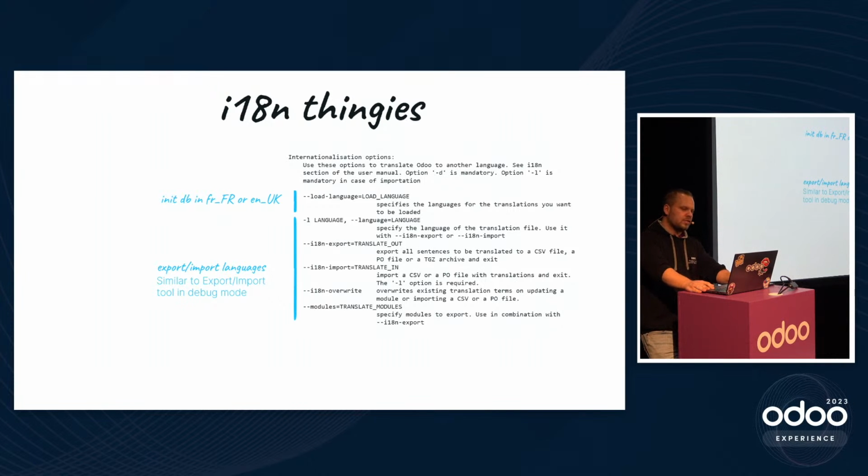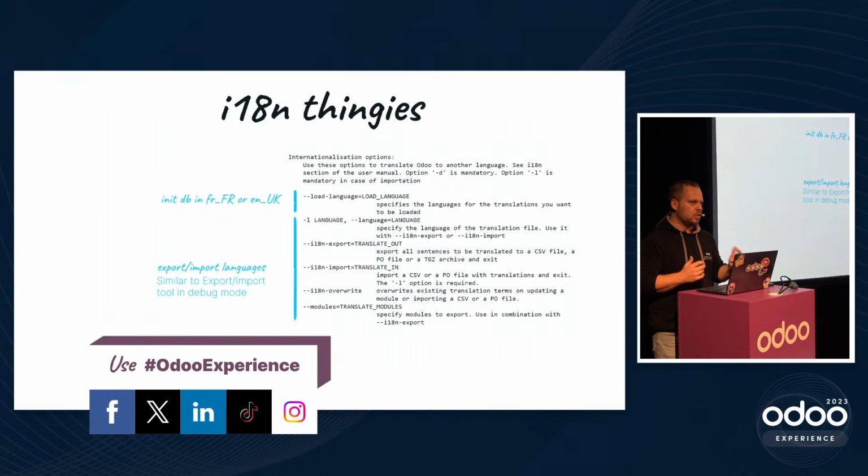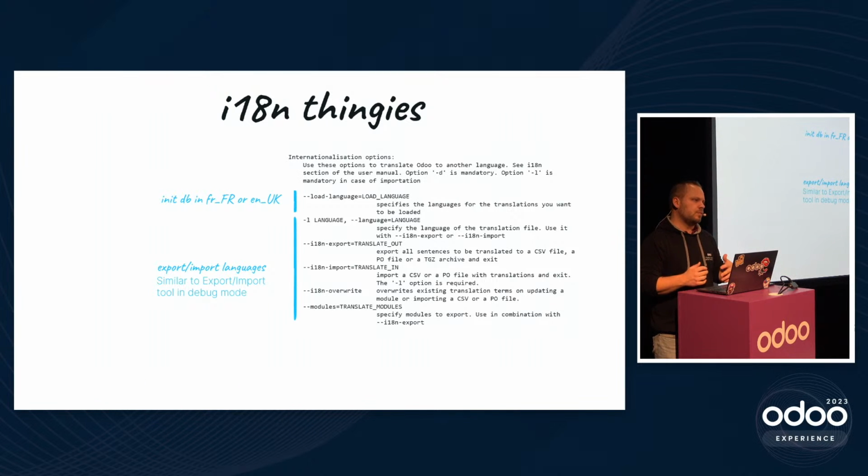The other options to load and to export module translations, it's basically the exact same thing that happens if you go into the technical settings and use the wizard to import or export PO or CSV files. It can be useful if you want to generate the PO files for your module to start translating them. But again, you can do it from the web UI as well, so there's not that much usefulness here.